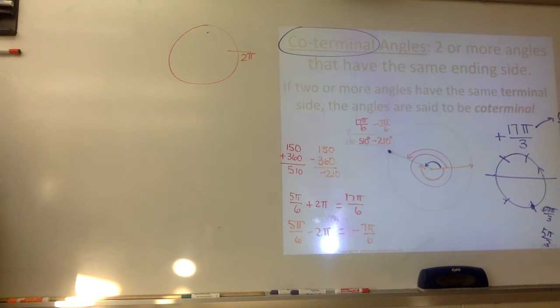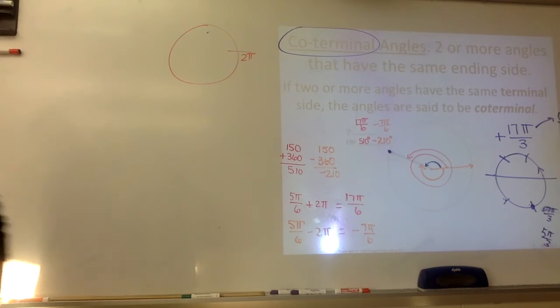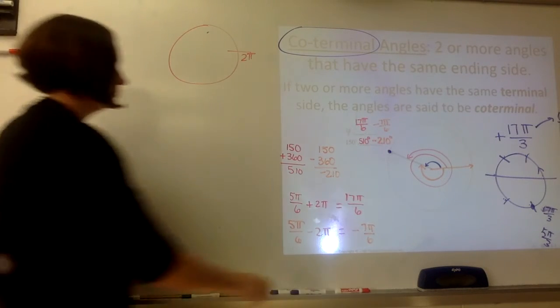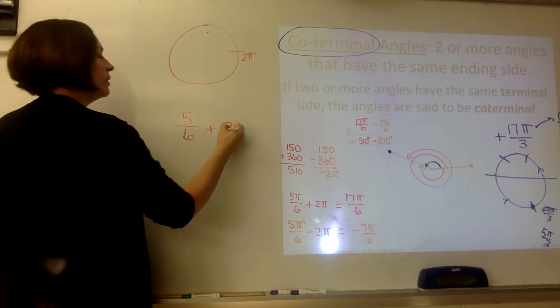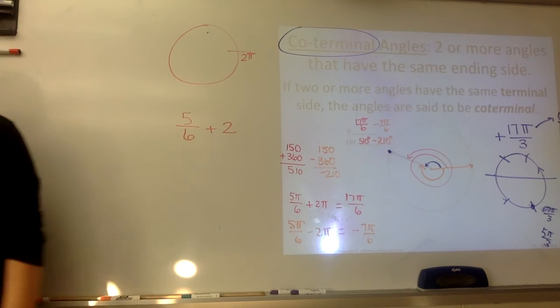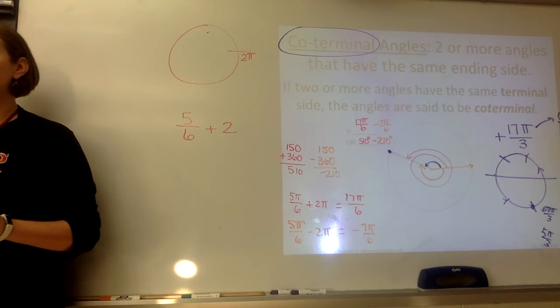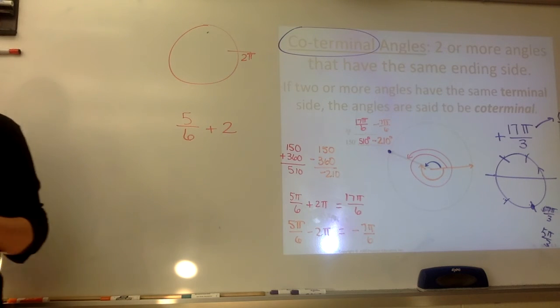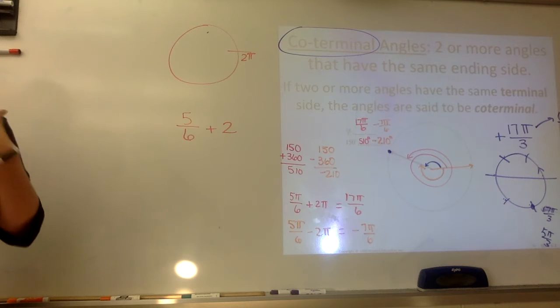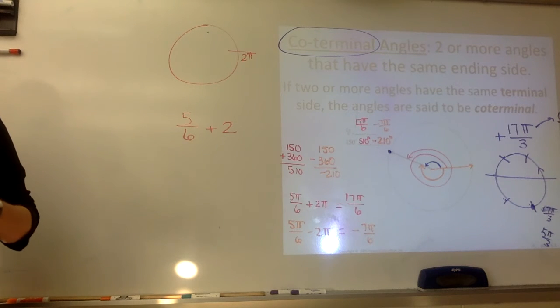Go ahead, Dalton. With 5 pi over 6 plus 2 pi, how did you get 17? Okay, so 5 sixths plus 2. What if I wrote that? Does that make sense? You good? All right, anybody else? Framing questions. There were 2s and 1s. Go ahead.